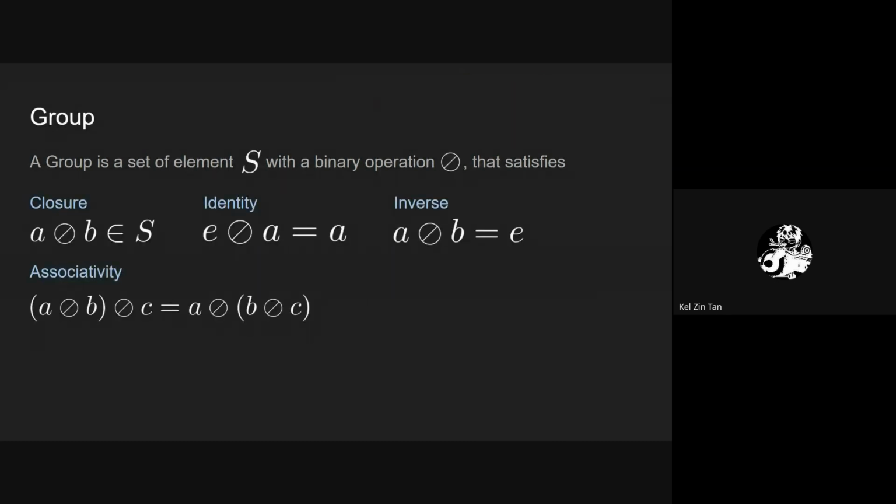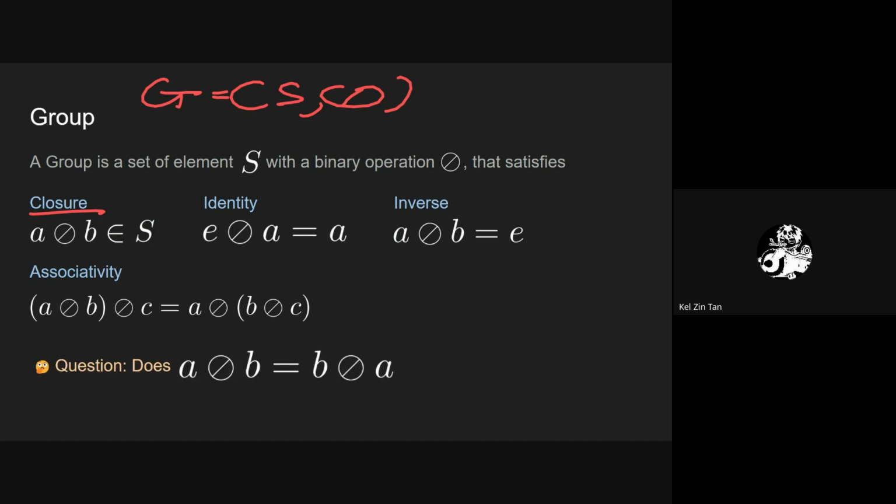Okay. So with all these 4 properties together, we call this thing a group. So we say that S is a group. We just tuple it together: we put S and the binary operation together, and we call this G. So a group is something that satisfies all these 4 properties. And then the question is, do we require this property?